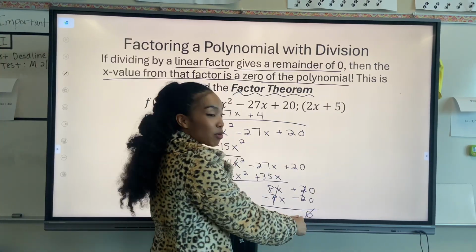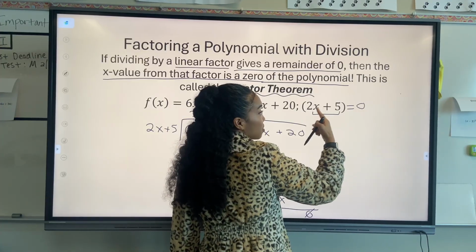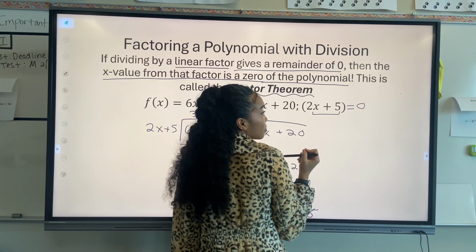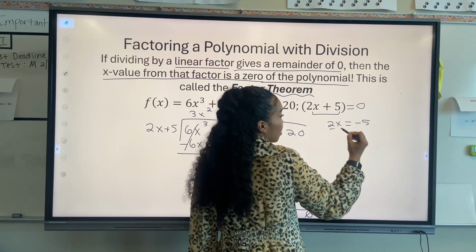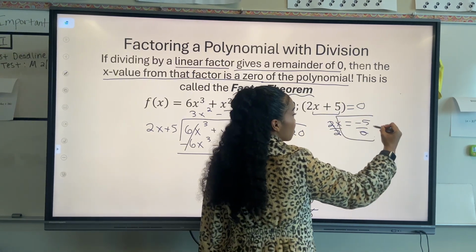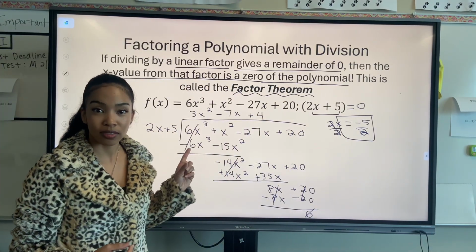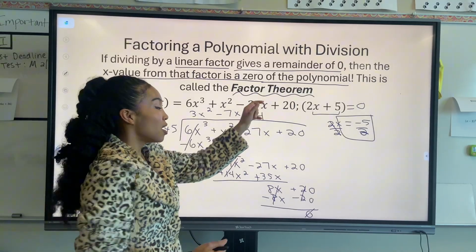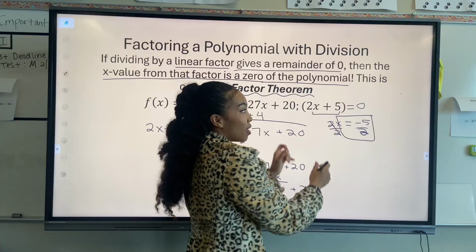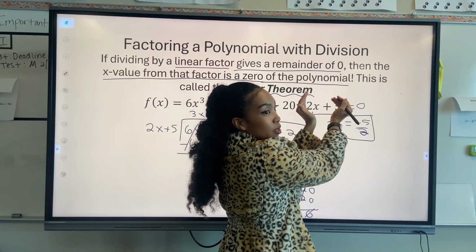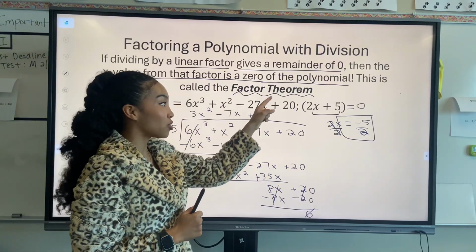So guys, since we got remainder 0, what's the 0 that this gives you? So you get 2x equals, move the 5 to the other side, then divide by 2. This is the 0. So that means we have an x-intercept of the polynomial, okay? That's what the factor theorem says. If you divide a polynomial by a linear factor and your remainder is 0, this is one of the factors of the polynomial, and this is one of the zeros of the polynomial, okay? That's what the factor theorem says.